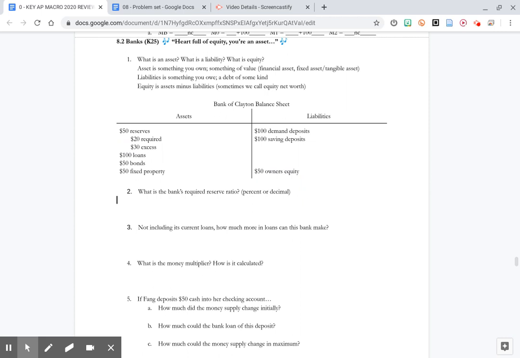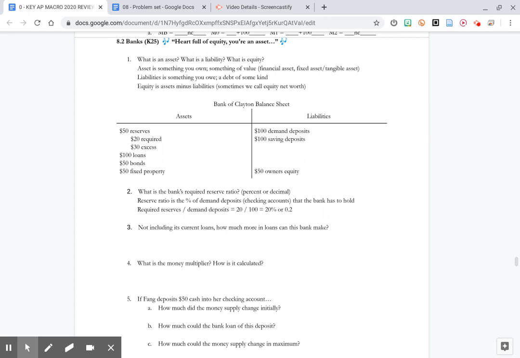What's the bank's required reserve ratio? The reserve ratio is the percentage of demand deposits, checking accounts, that the bank has to hold. So we look at the required reserves divided by the demand deposits. For this, it would be 20 divided by 100, so 20%, or you could say 0.2. Either one would be acceptable.